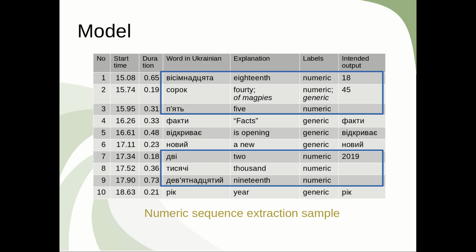I have selected with blue rectangles hypothetical numeric sequences. There are two such sequences, and you can see one of the words is a homograph or homophone, and it's an issue for Ukrainian. Another word is far from a numeral. The right column illustrates what we would like to receive, what we expect to extract from a sequence of words, and numerical words are among them.